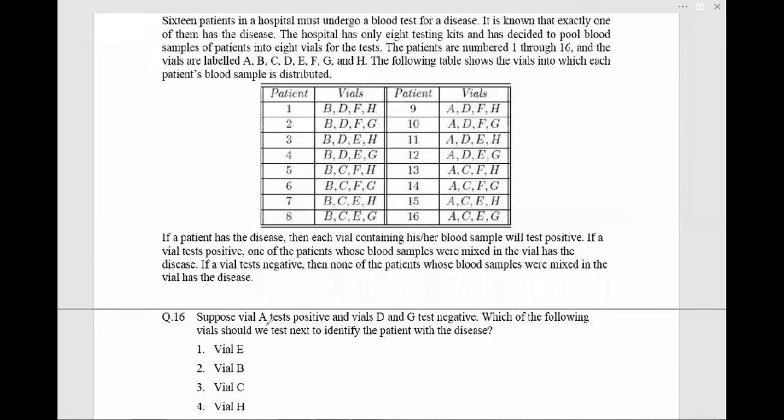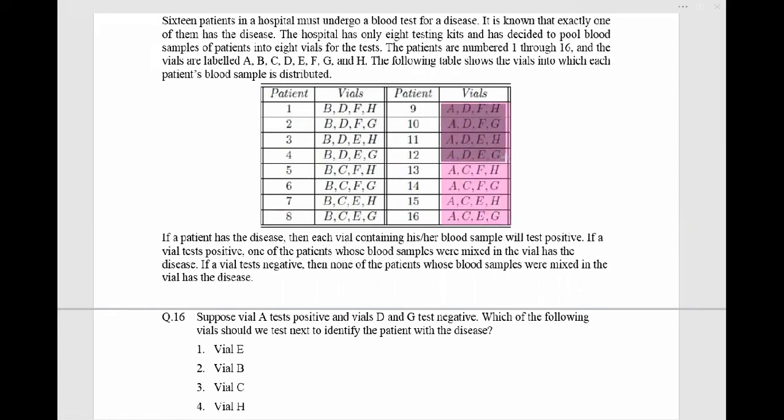Next one. Suppose vial A tests positive and B and G test negative. A positive means which are the possibilities? 9 to 16, anyone can be the patient since A is positive and all of them have their sample in vial A. D negative, so I can immediately remove these people.